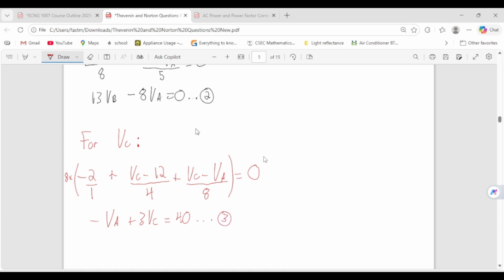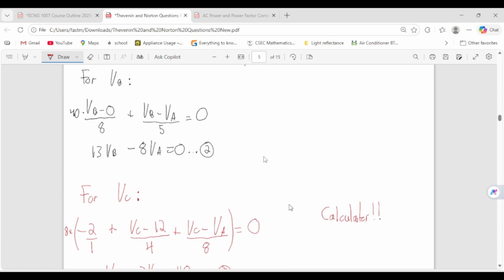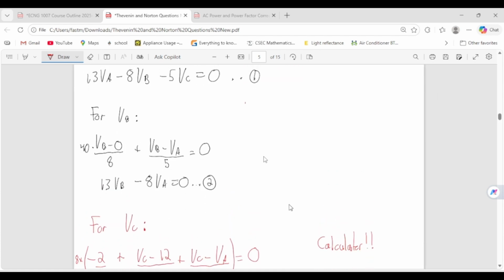So now you have 3 unknowns and 3 equations, right? So this is where we use a calculator to solve it simultaneously. By using a calculator to solve it simultaneously, okay? So the 3 equations I will have, if I put them in the form, so I have 13 VA minus 8 VB minus 5 VC equal to 0 as equation 1.